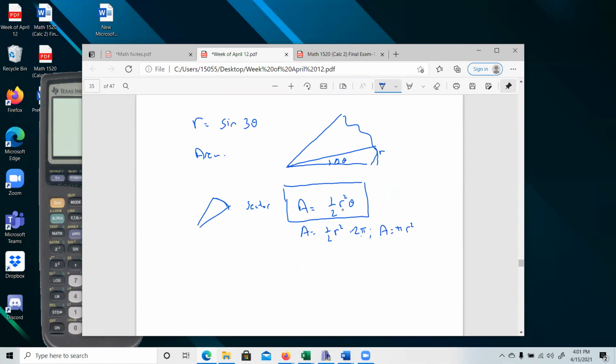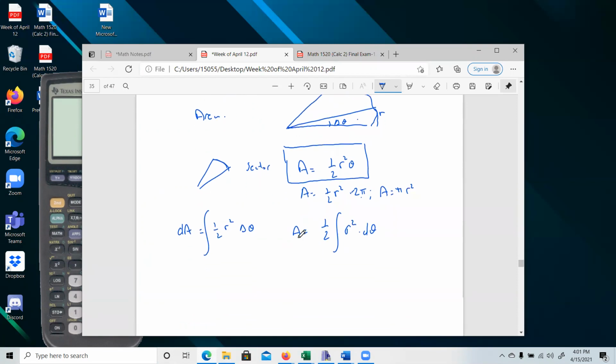In calculus, we're going to say a small amount of area is equal to 1/2 r squared times a small angle, and we are going to add those up. That's how we get A equals 1/2 integral of r squared d theta when we take the limit. So that's the formula that we're going to be dealing with.